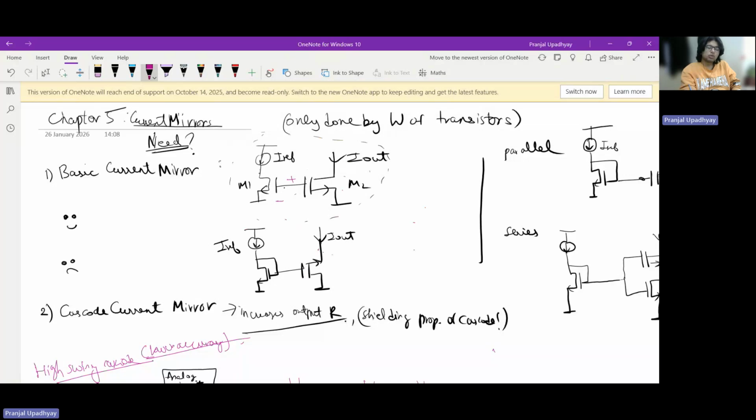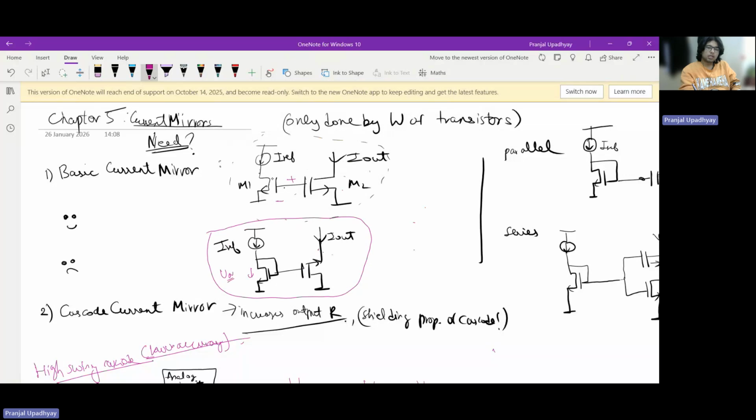No, this circuit won't work as a current mirror. Why is that so? Because in this circuit, we have ensured the condition of saturation. Since the gate and drain are shorted, this transistor is always in saturation, which means the current IR which flows through this transistor is purely a function of the overdrive voltage, right?